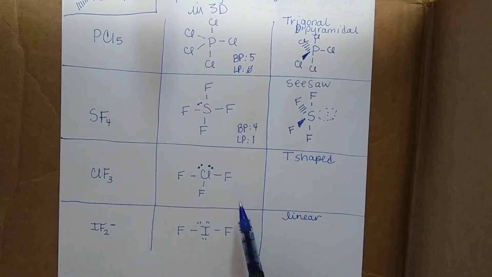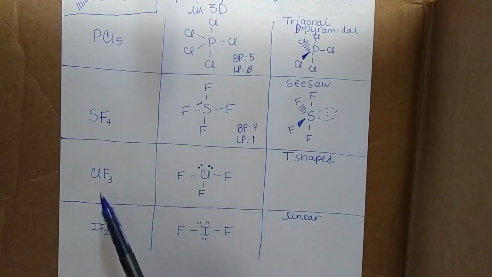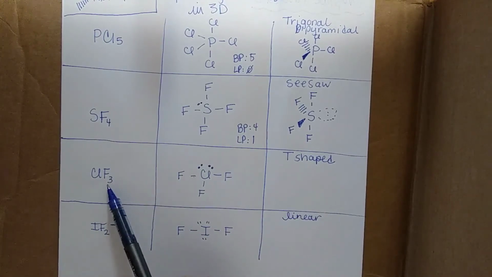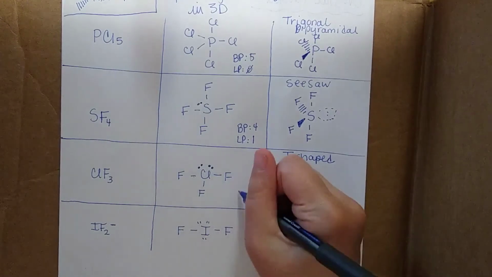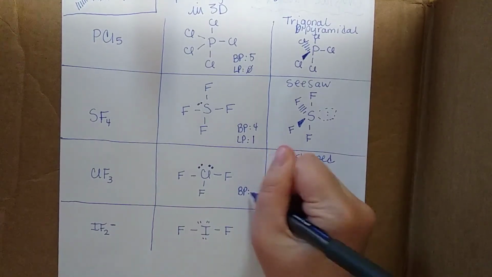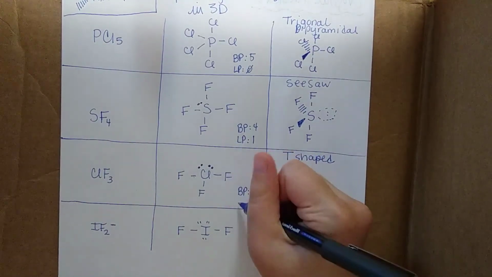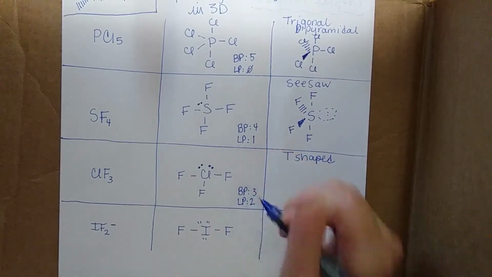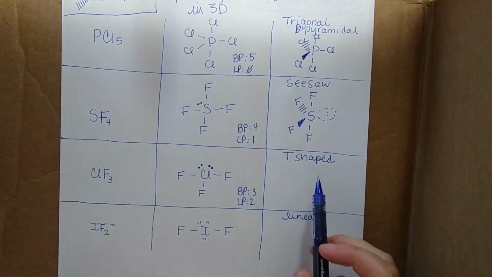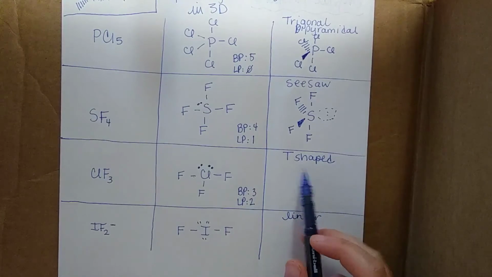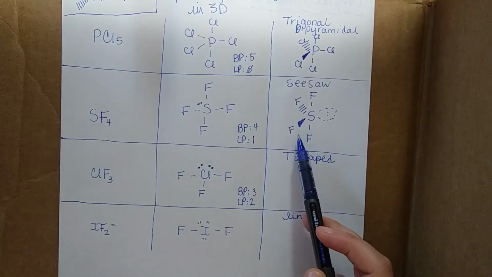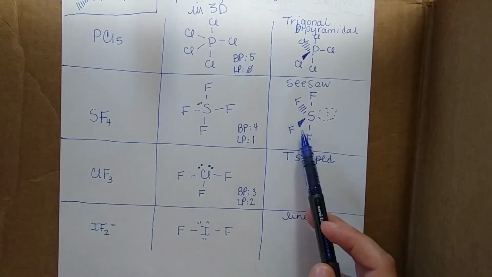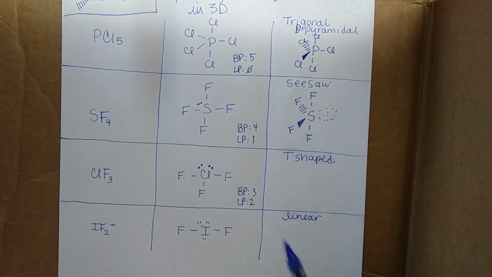So what we're looking at here is a chlorine molecule with 3 fluorines bonded to it. Here's the Lewis structure that I have pre-drawn. So the number of bonding pairs is 3, and the number of lone pairs is 2. This is going to correspond to a T-shaped molecule. So basically what's happening here is yet another equatorial bond is being replaced with a lone pair.